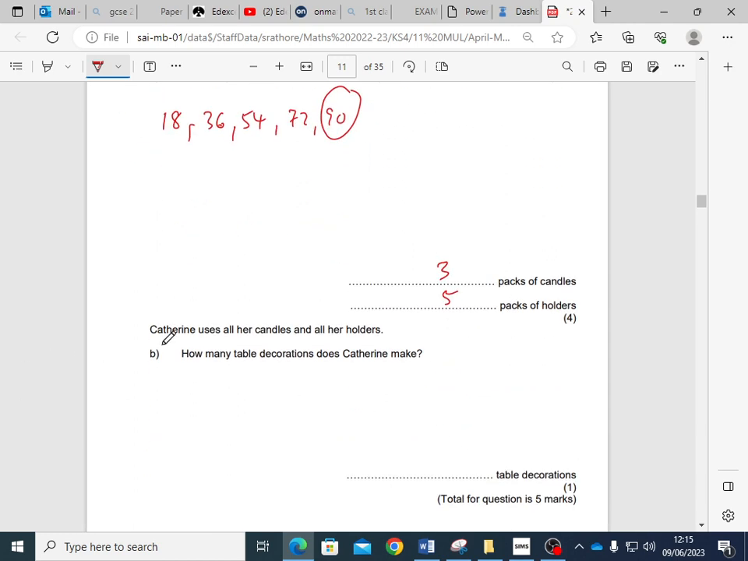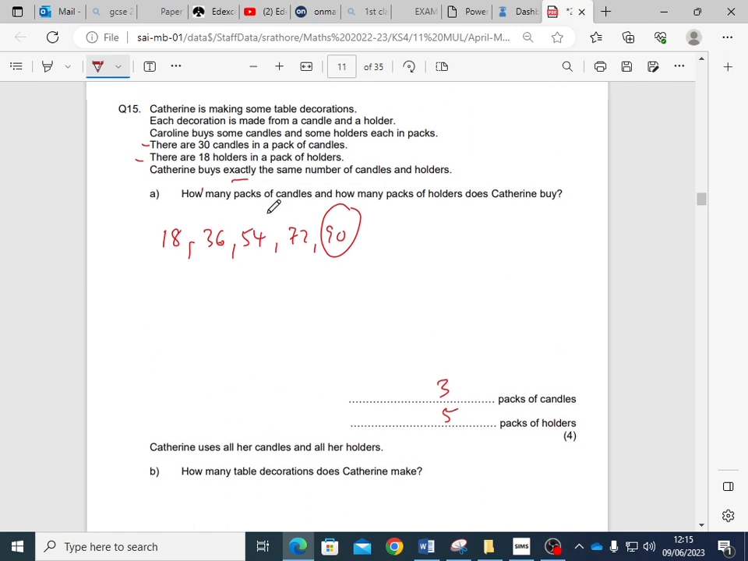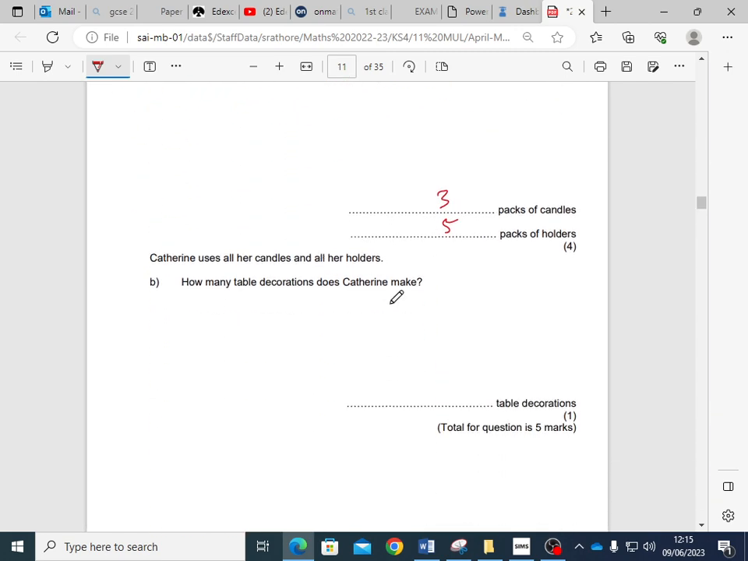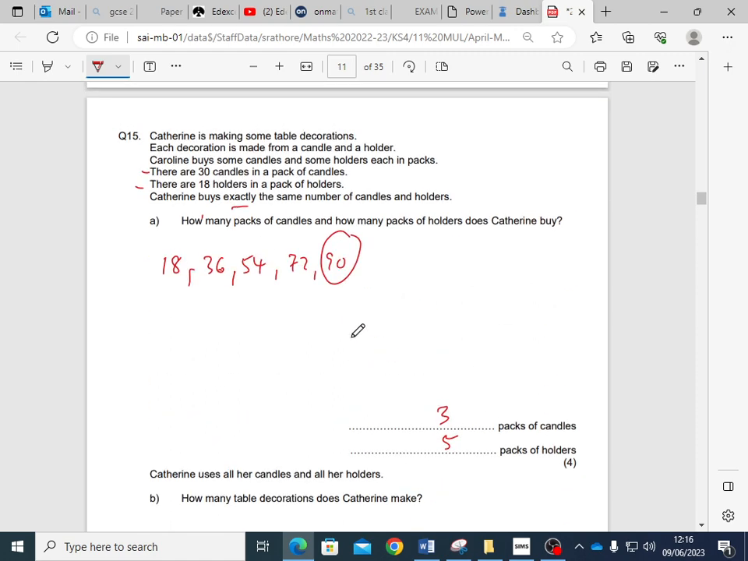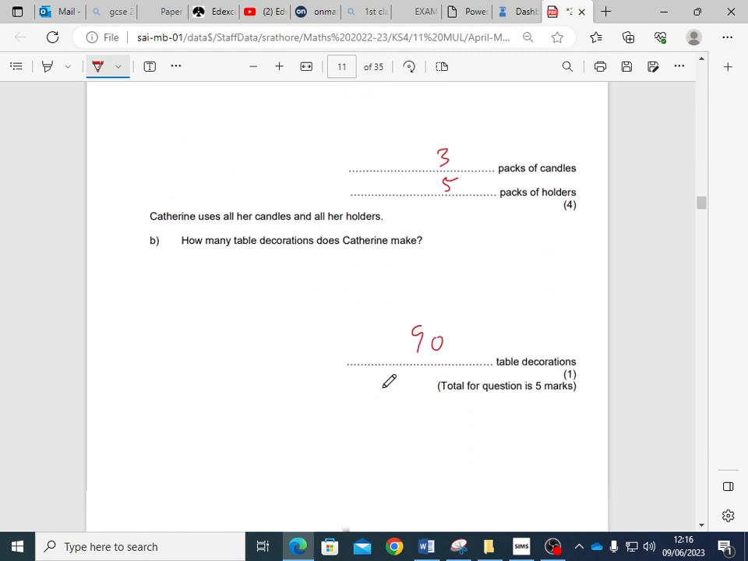And it goes here. Catherine uses all the candles and holders. How many tables can she set up? Well, she's going to put 1 on each one. 1 holder, 1 candle. So therefore, there's 90 there. 90 tables she can set up, because that's how many she's going to have of each.